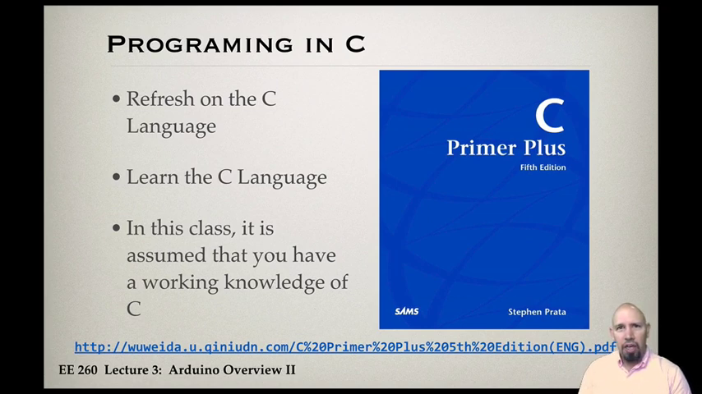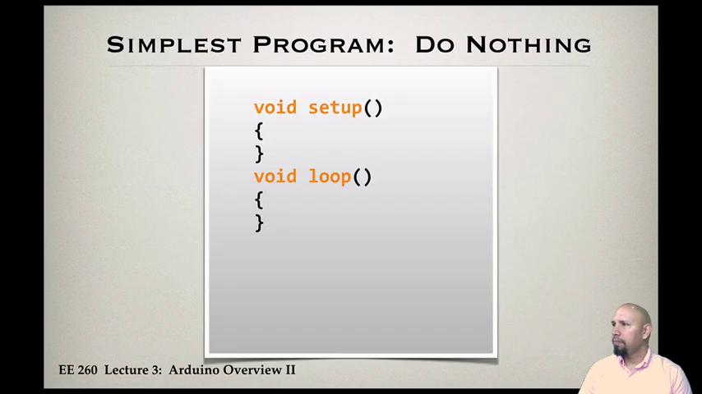The structure of the C language is an important part of programming in Arduino, but the Arduino is not programmed in C. It's programmed actually in its own IDE. But it's similar to C. So in terms of the looping structure and things like that, it's very similar.